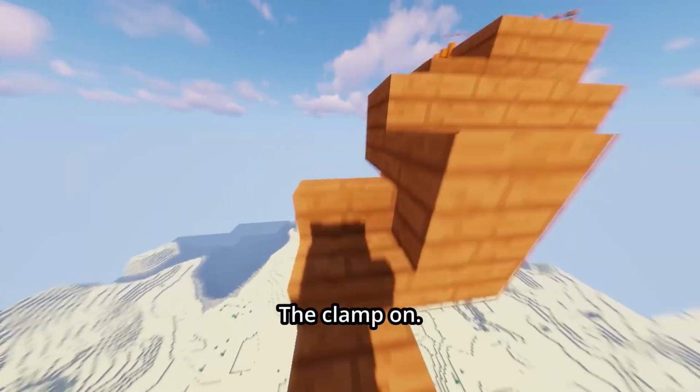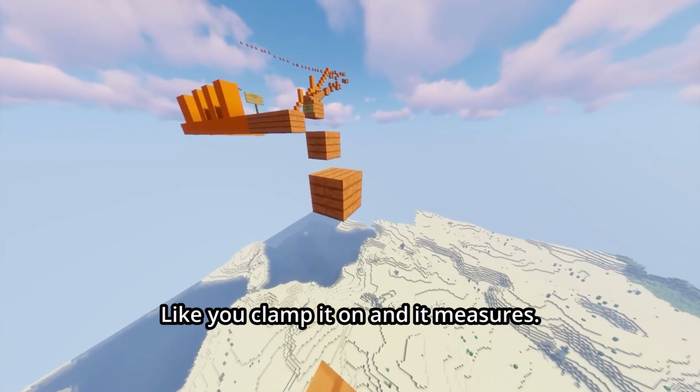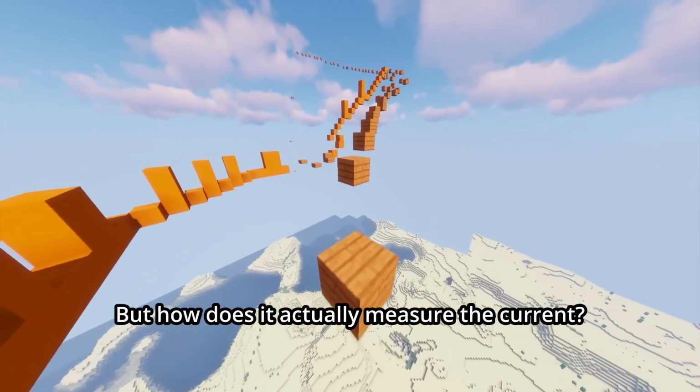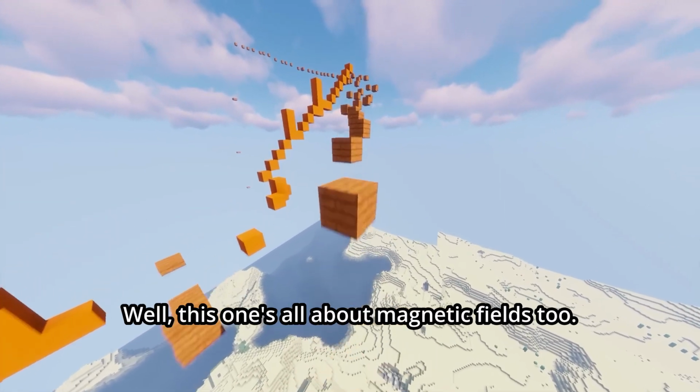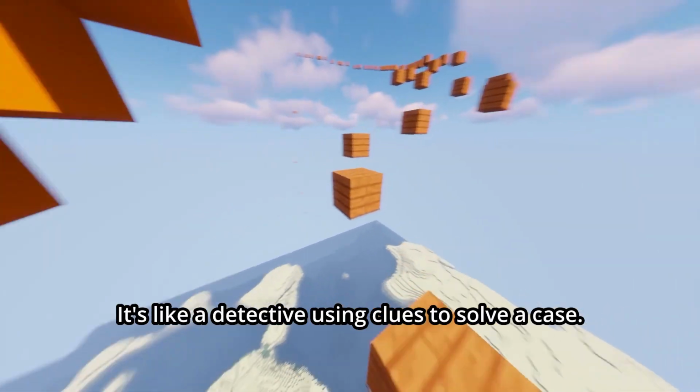Oh, yeah, the clamp on. It sounds pretty... It does what it says on the tin. Yeah, like you clamp it on and it measures. Exactly. But how does it actually measure the current? Well, this one's all about magnetic fields, too. Oh, okay. It's like a detective using clues to solve a case.